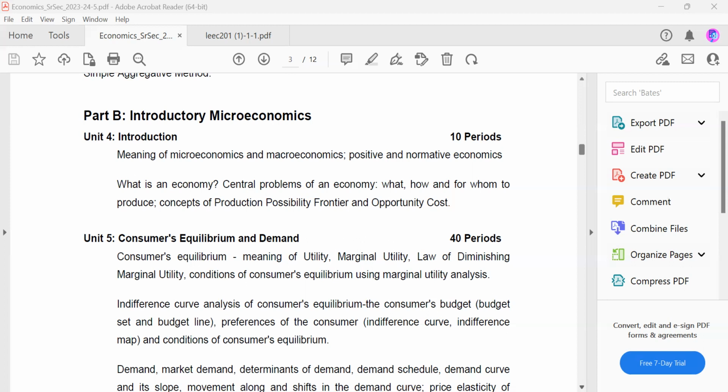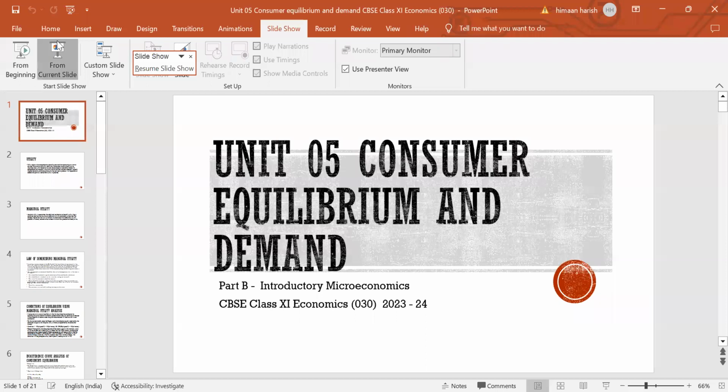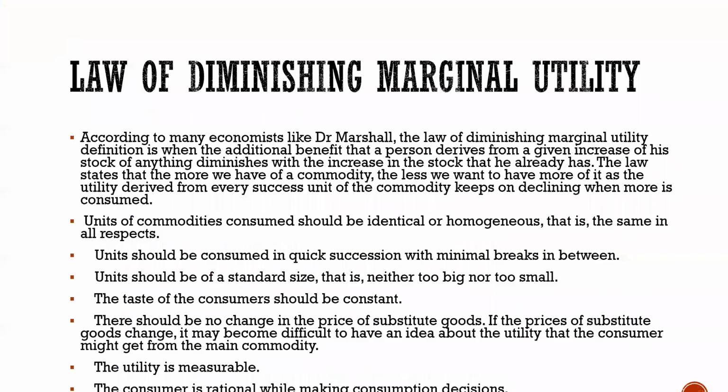Are you reading from a PPT? Because I can't see it. Are we clear? No. Yeah. Okay.